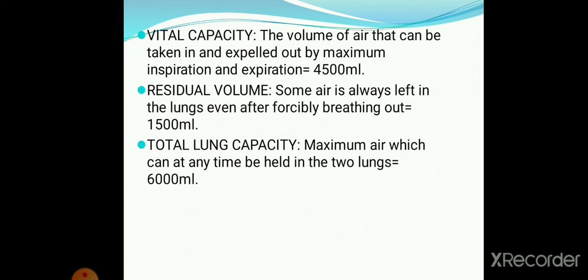Residual volume is that air which is left in the lungs even after forcibly breathing out, and it is equal to 1500 ml. The total lung capacity is that maximum air which can at any time be held in the two lungs, and it is equal to 6000 milliliters.